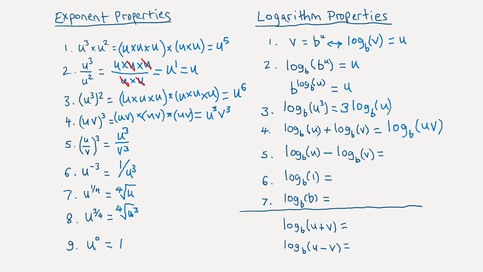And number 5 is similar. If I have the difference of two logarithms, then I can write that as the logarithm of u divided by v. Number 6 is an identity. The logarithm of 1 is 0, no matter the base. And then number 7, if I take the logarithm of b, if b is the base, then that comes to 1.